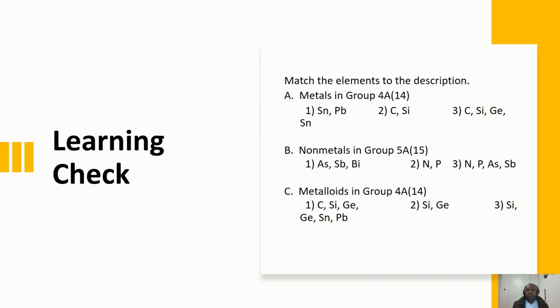Again, match the elements to this description. Metals in group 4A. So you have to find which of these sets belongs to group 4A. Non-metals in group 5A. Find metalloids in group 4A. These are tricky questions that you need to sit down and make sure that you figure them out on your own.